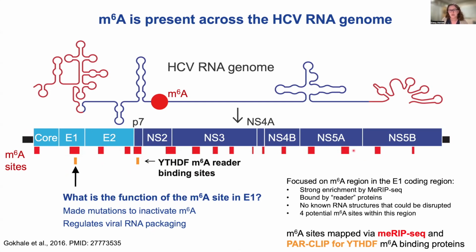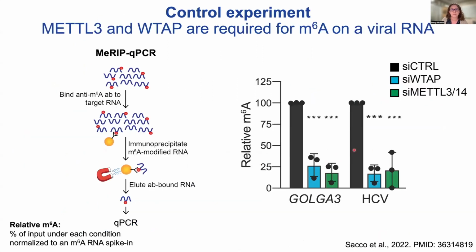These other sites could be noise. We don't know that yet. Importantly, in these kinds of experiments, we want to do controls. So if you can knock down the M6A machinery and you do a MeRIP now coupled with qPCR and you lose your relative M6A on the virus, just like you do on a cellular RNA, that means it's probably real. And so those are things that we like to think about when we're doing mapping experiments.